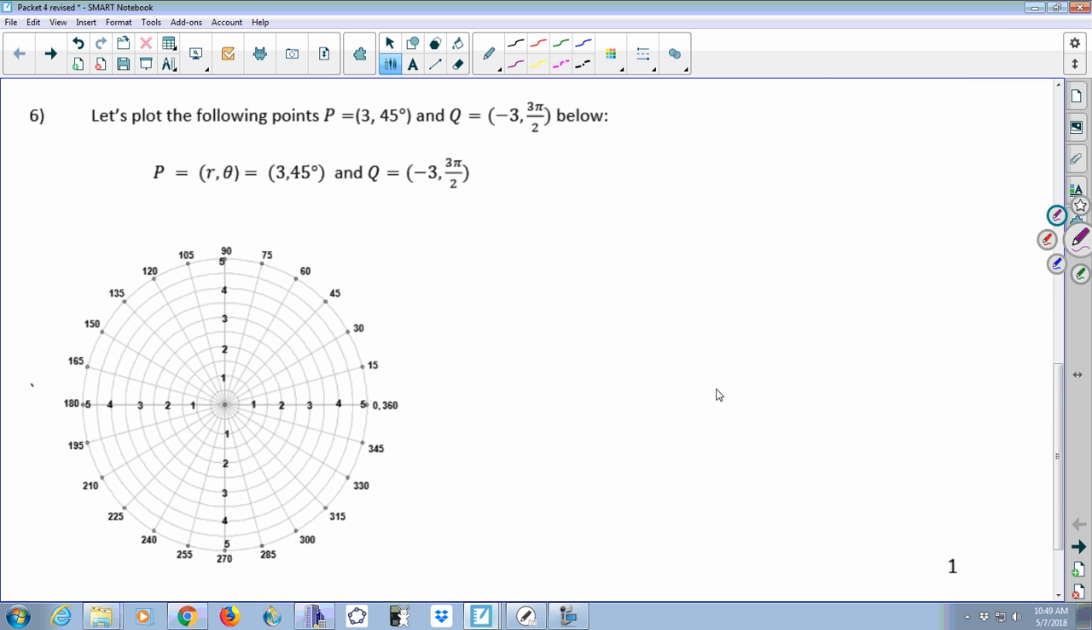Now, I asked you to pick up a new lesson on the back. Did everybody pick that up? Because I didn't have enough to do this weekend, so I had to change it up.